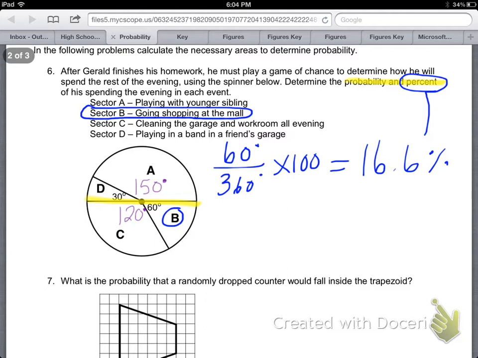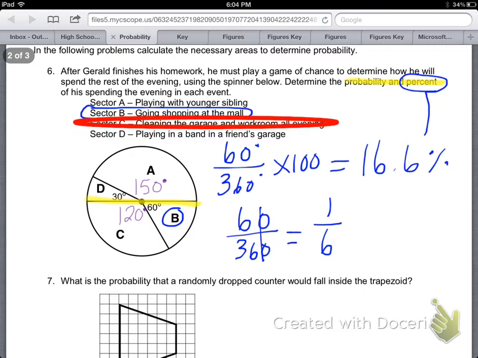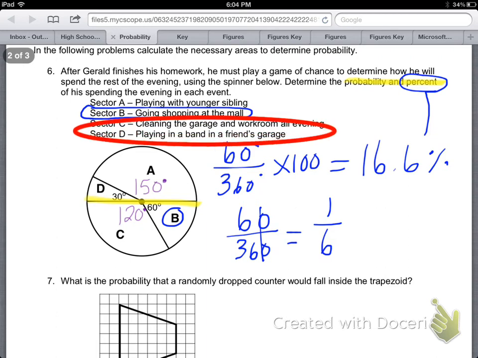What is the probability? 60 over 360 and reduce, which is really 6 over 36, which is really 1 over 6. So he has a 1 in 6 probability of going to the shopping mall. And that's exactly how you do C and D. So you all do C and D and try it, and we'll go over it tomorrow in class.